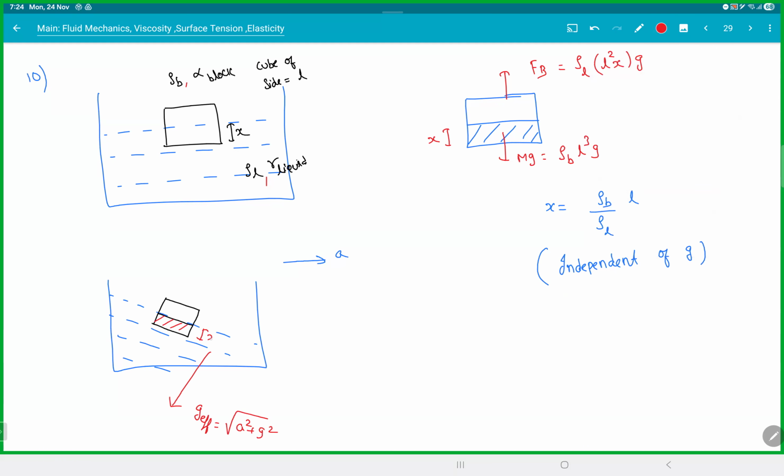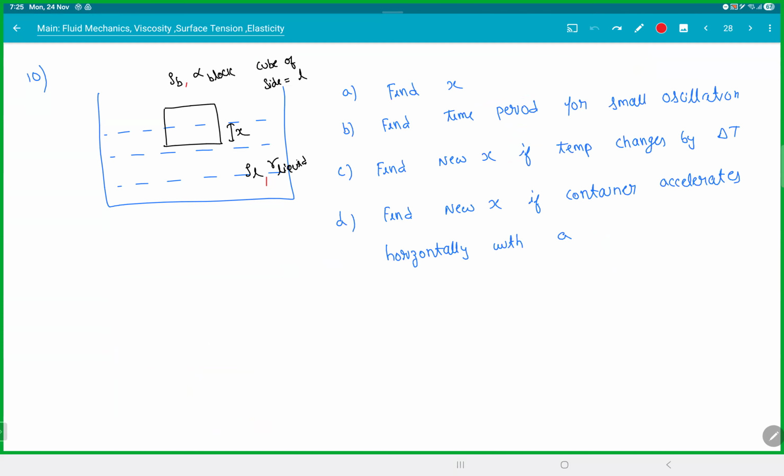This part will still remain X. Answer won't change, whether you accelerate the container up or down or right or left. Because see now the G is there in both the gravity and this thing, G effective will always cancel out. So the only difference will be the block will get tilted. Clear with that? But that x will remain same. X is the depth of the block inside the liquid. So that doesn't matter whether you accelerate up, down, or horizontal. So that is actually A and D ka question.